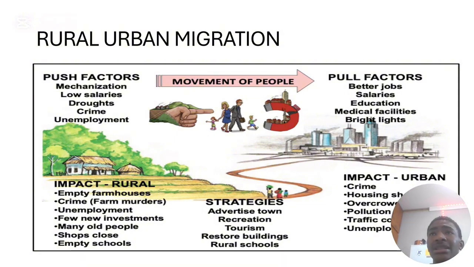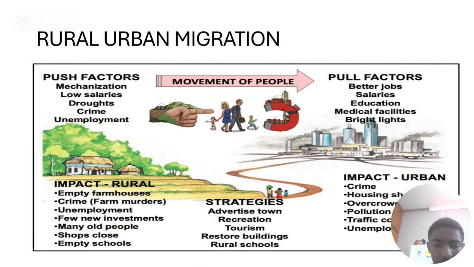I would say push factors are things that force people to move from one area to another. So specifically, moving from rural area to urban area. Things that force people to move from rural area to urban area. While pull factors are what? Things that attract people. So pull factors are like a magnet. They attract people to come to that area.